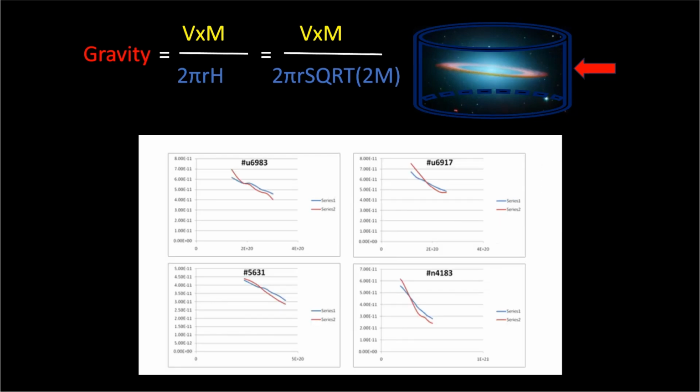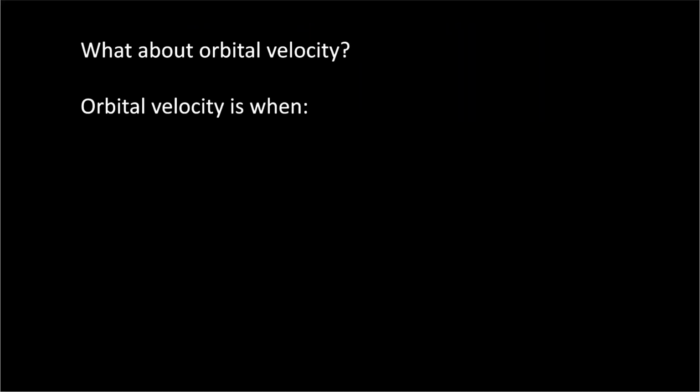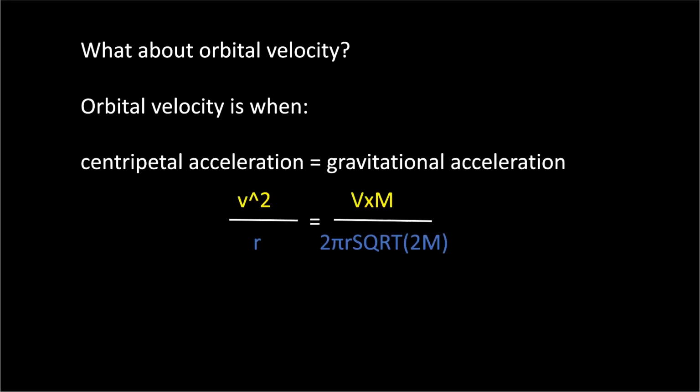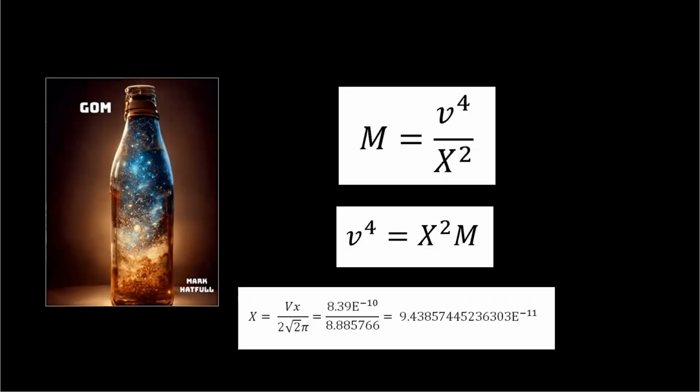But that's not all. When we look at a galaxy, we see the visible mass and we see the orbital velocity. So we can calculate the orbital velocity from the visible mass. Well, the orbital velocity is when the centripetal acceleration equals the gravitational acceleration. We know the formula for the centripetal acceleration, and now we know the formula for the gravitational acceleration. So we can take those formulas and put them together to create a formula to calculate the orbital velocity from the visible mass alone, or a formula to calculate the visible mass from the orbital velocity.